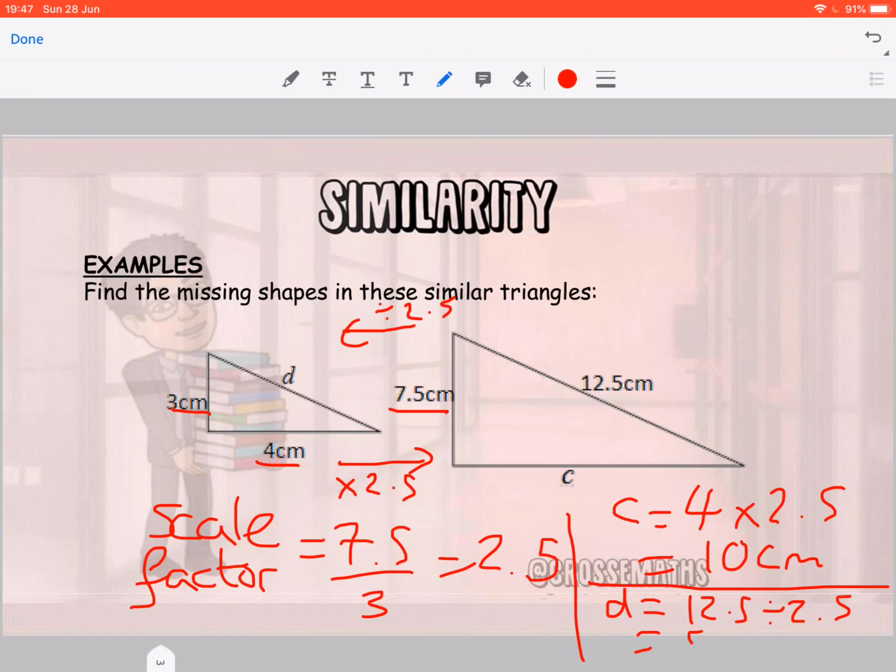Side D then will be 5 centimeters. Okay, so you've shrunk it by dividing by 2.5. Pause the video now, guys, get that copied down. Right then, so moving on.